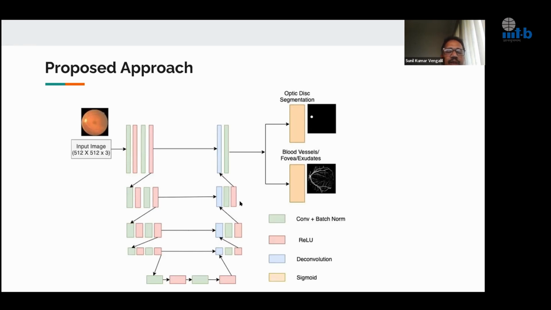And then on the right side, the path is known as the decoder, which consists of deconvolution layers that upsample. Each deconvolution layer upsamples the image, and finally at the output you get an image mask of the same resolution as the input image. In the output we have two different channels for predicting two different structures. In this example, the channel on top gives a binary output image, which is the predicted optic disc, and the one below gives a binary output image, which is the predicted blood vessels.